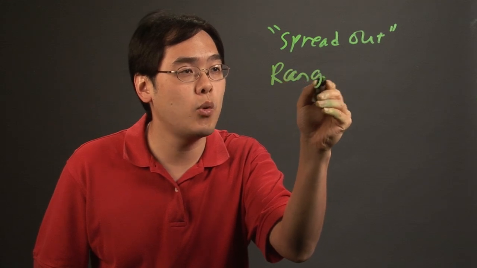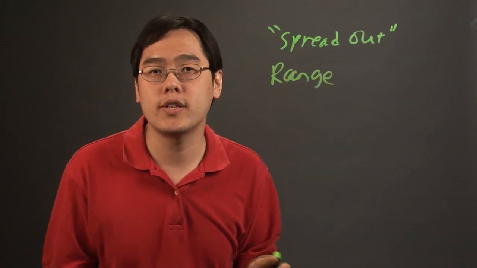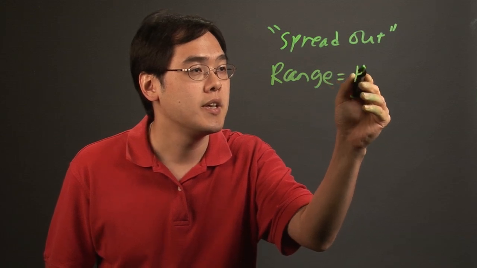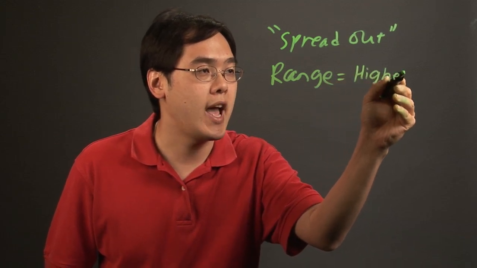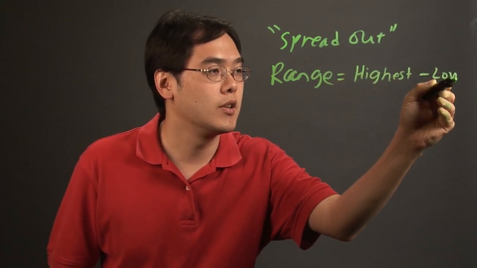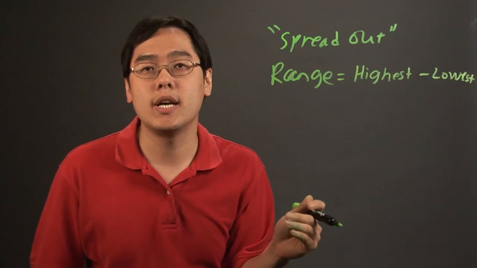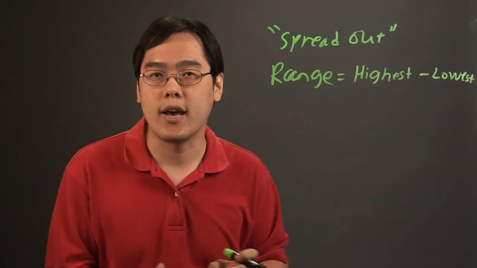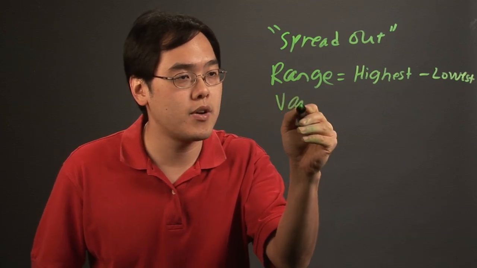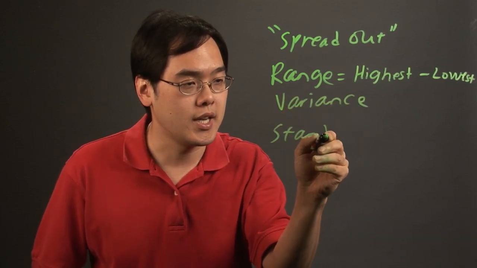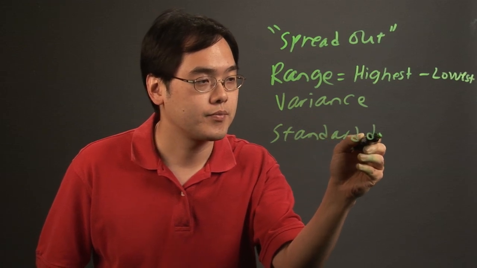One, the simple one, is range. Range is a good way to figure out how spread out your numbers are, and range is the highest number that you have minus the lowest value that you have. Now, range is common, but to get a true idea as to how spread out things are, you want to look at a couple of other concepts known as variance and standard deviation.